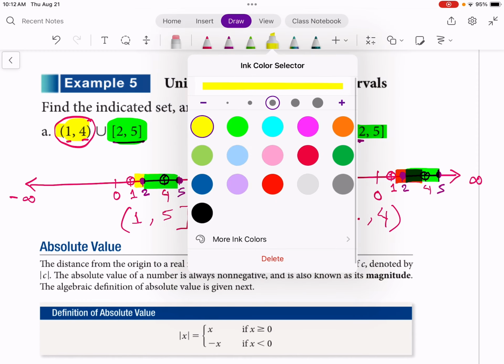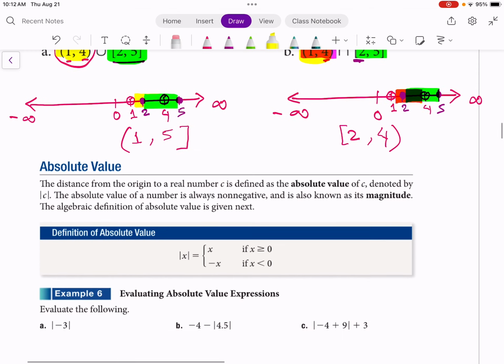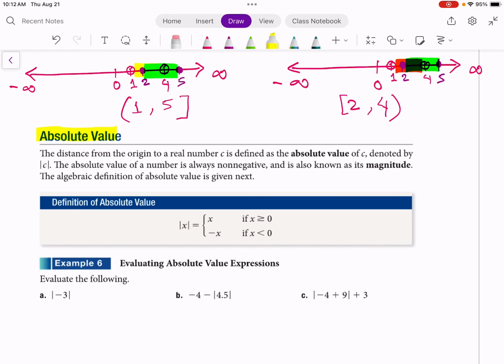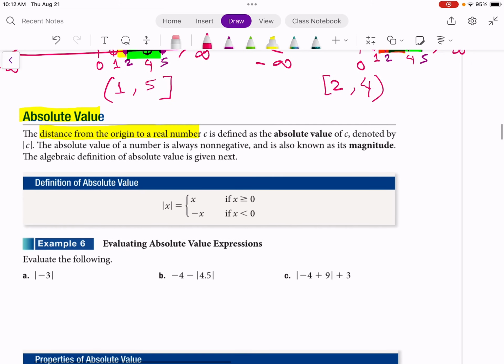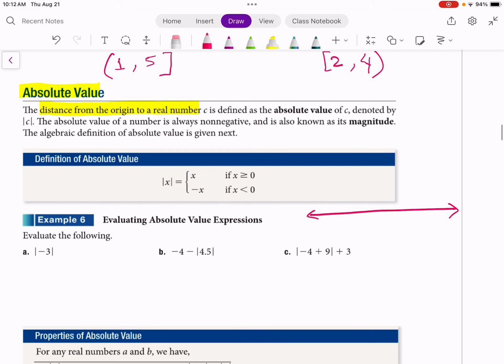Now the next we have absolute value. This absolute value is the distance of a real number from the origin. So for example, we have a number line here, and we have a 0. If you are asked to find the absolute value of any number, it means we are trying to find the distance of that number from 0, from the origin.